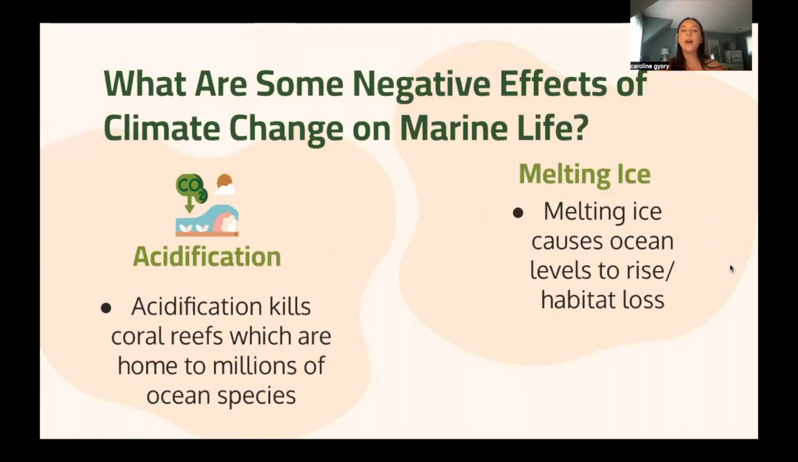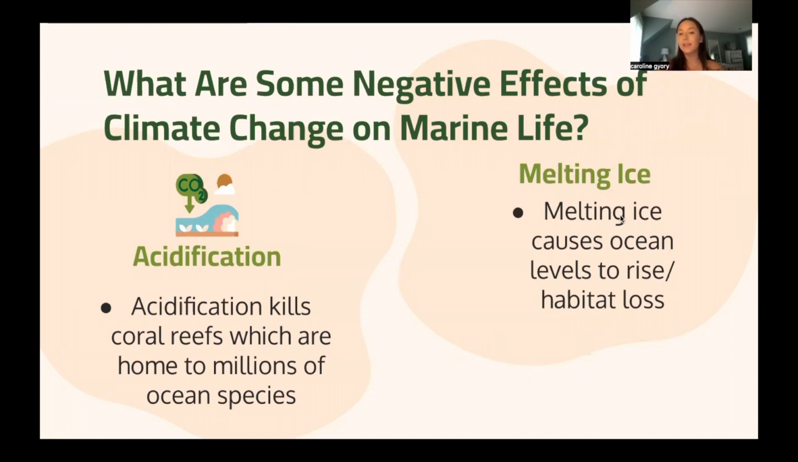Some of the negative effects climate change has on marine life include acidification and melting ice. Acidification kills coral reefs, which are home to millions of ocean species. As CO2 is emitted into the air, it comes back down into the ocean, which causes acidity levels to rise. Many species cannot live with the changes in acidity, and this causes many species to die, such as coral and other small fish, which cannot handle the changes in acidity.